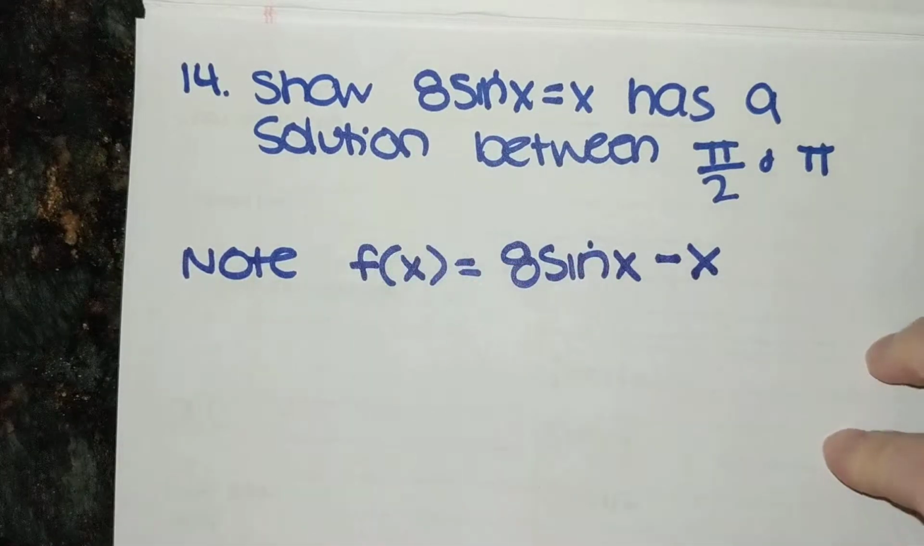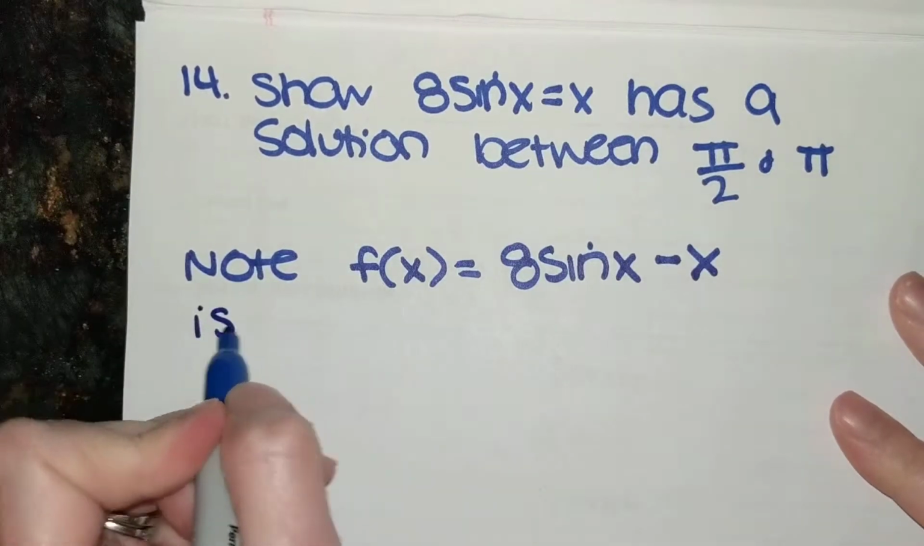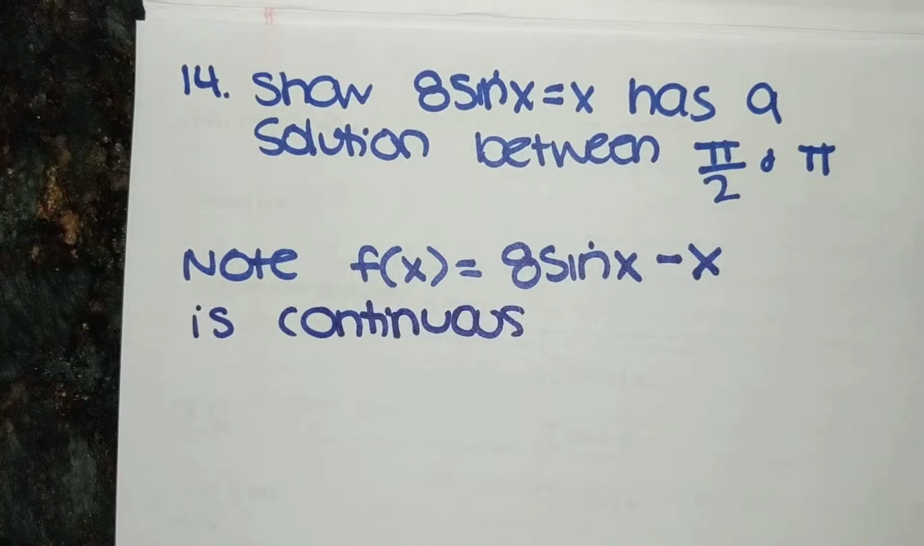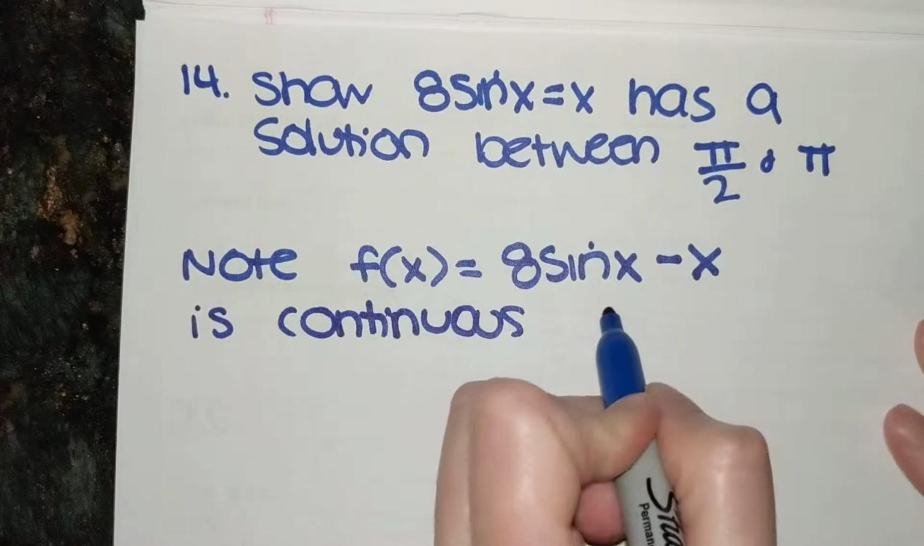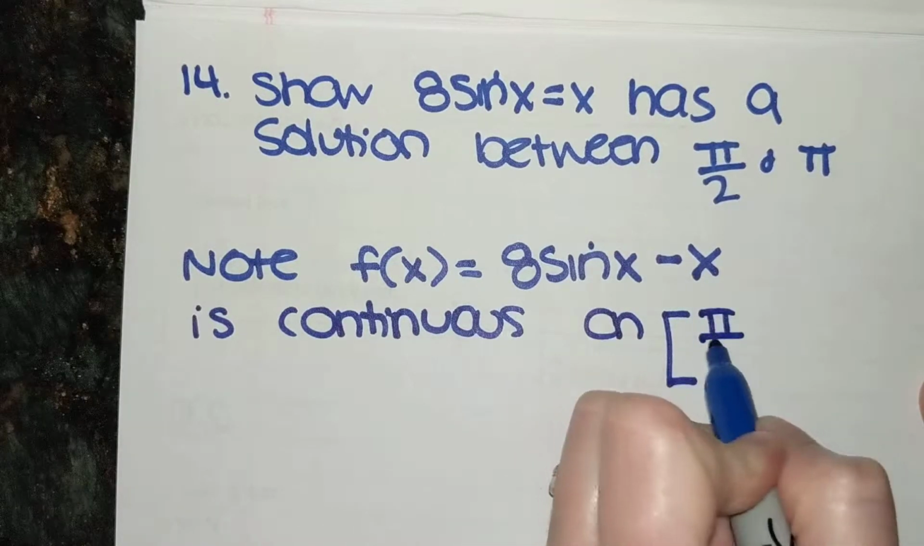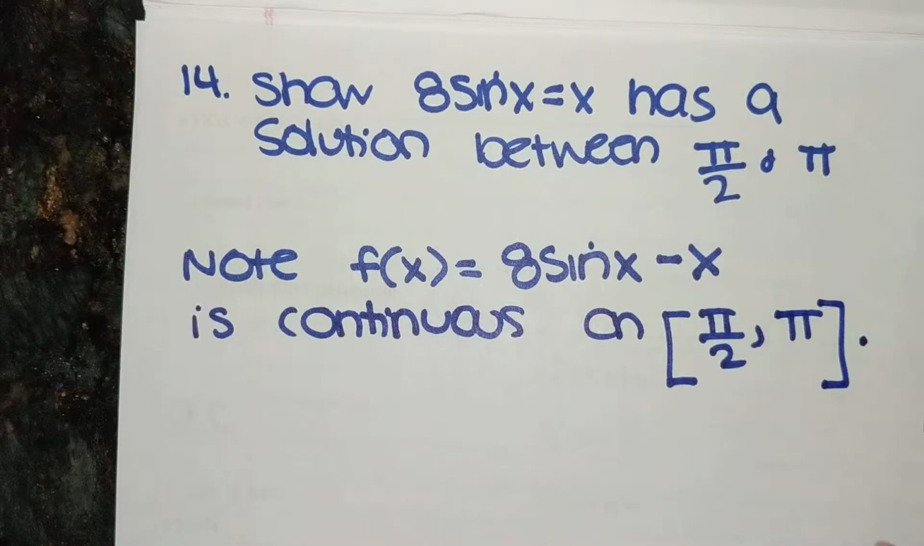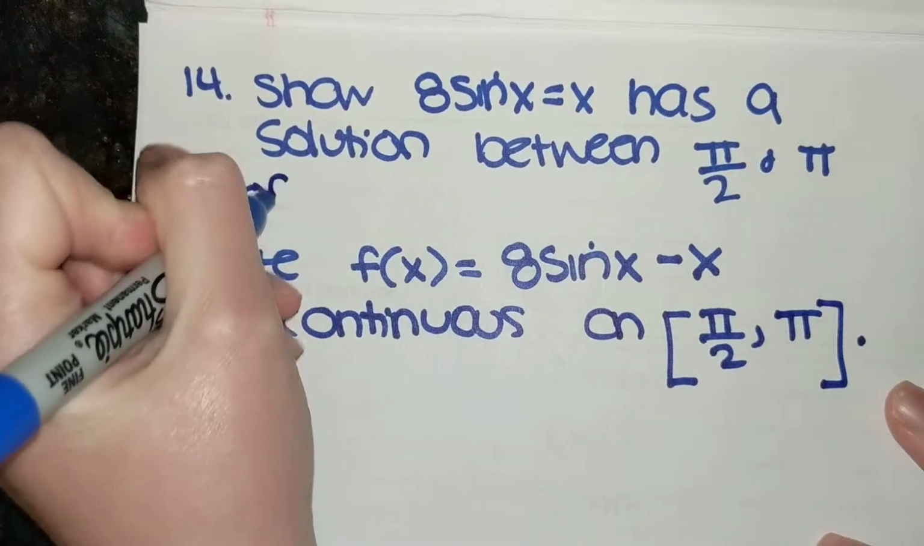So the first step is you define f of x as this function where everything is moved over to one side. Now, if you define f of x in that way, this function is continuous because it does not have a denominator, it doesn't have a square root, or any sort of piecewise function. So it is continuous on pi over 2 to pi. Okay, so that's the first step of the intermediate value theorem. So this again is our proof here.